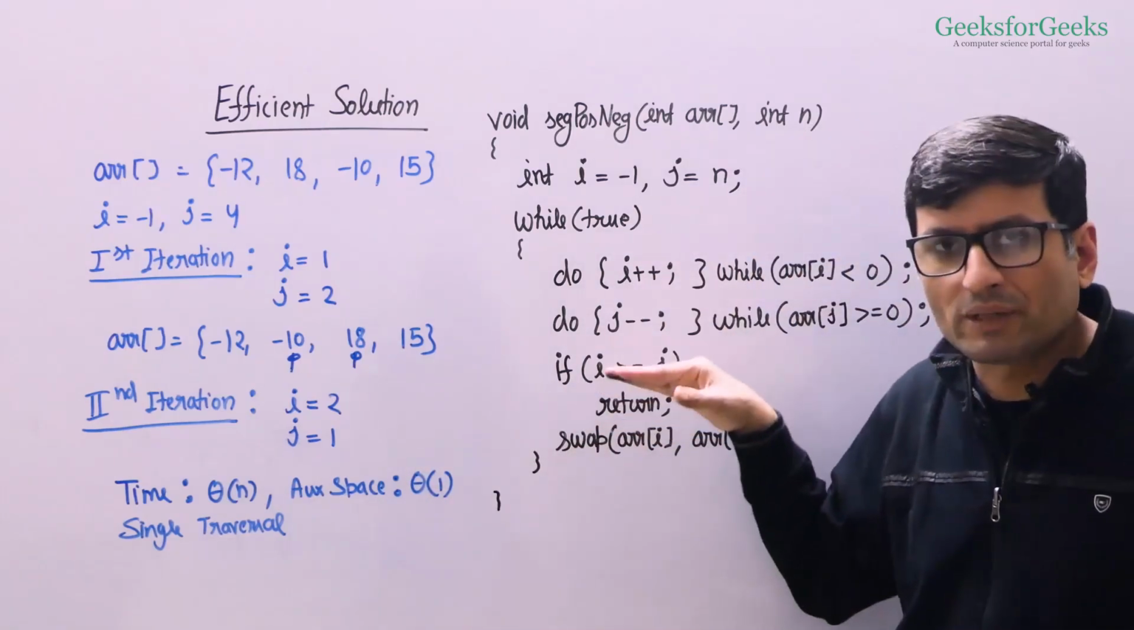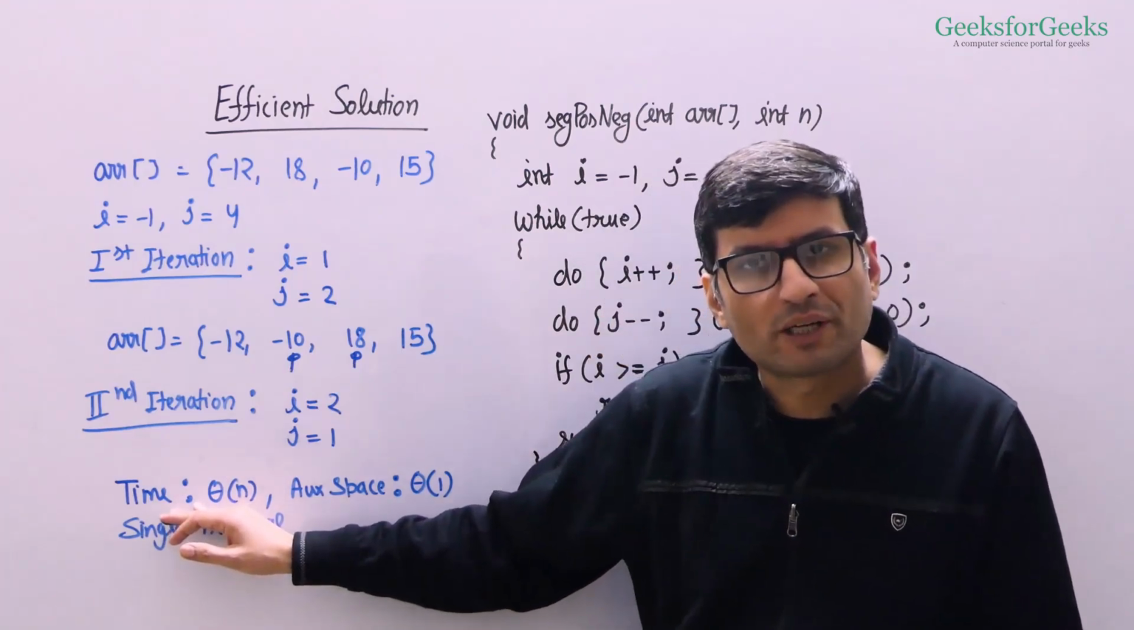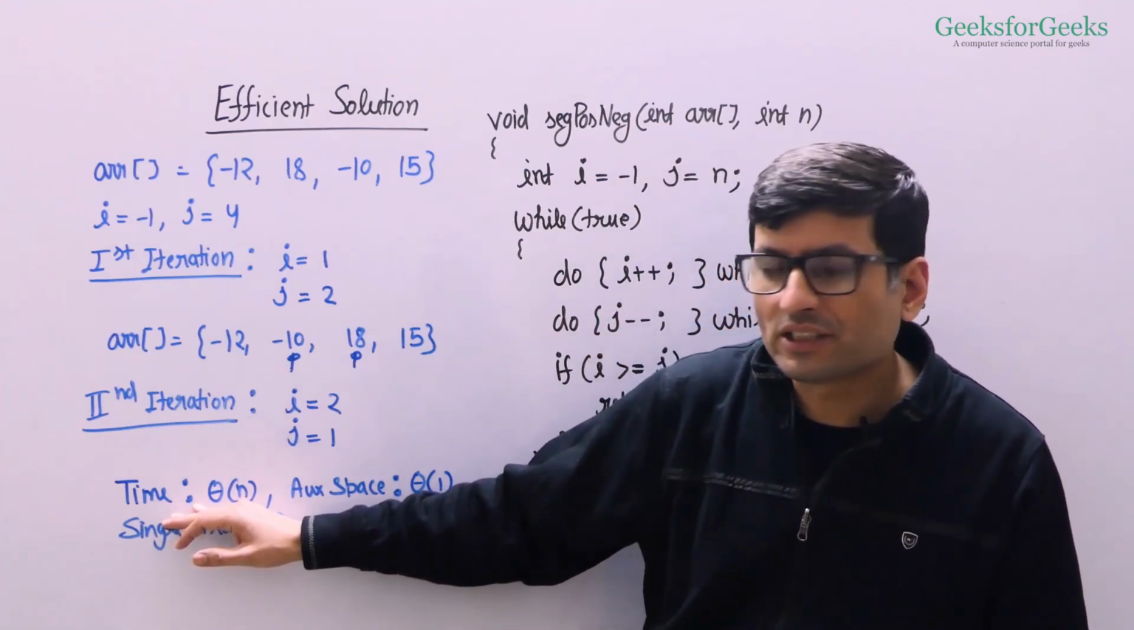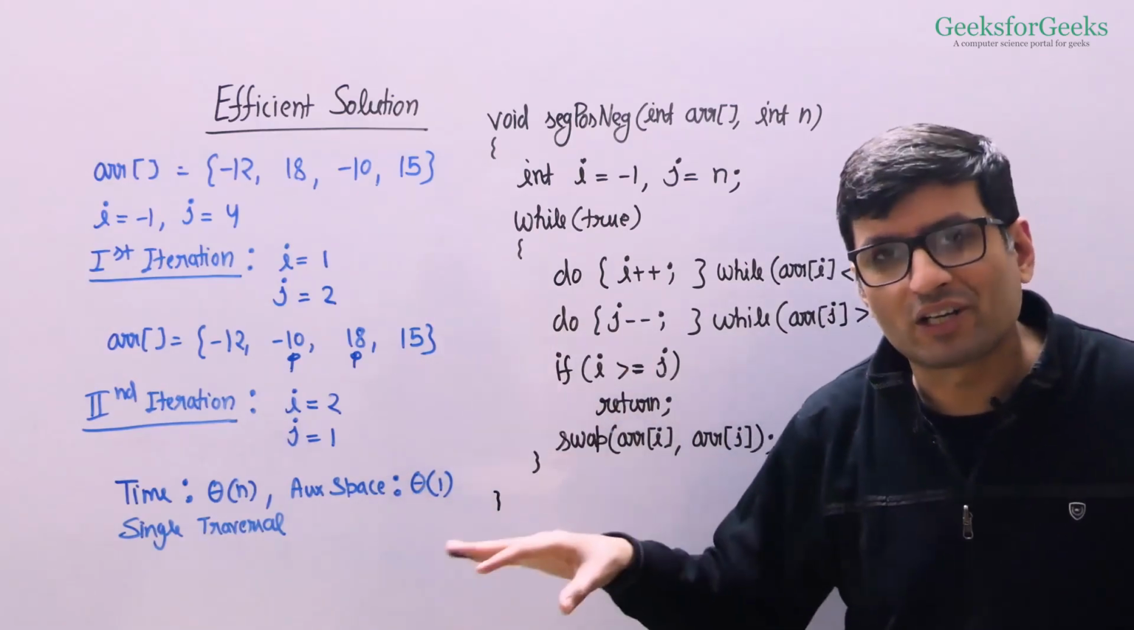It's simple Hoare's partition that we have earlier discussed in detail. And the time complexity of Hoare's partition is theta n. This has also been discussed. Auxiliary space is clearly theta 1 and it does only one traversal of the array.